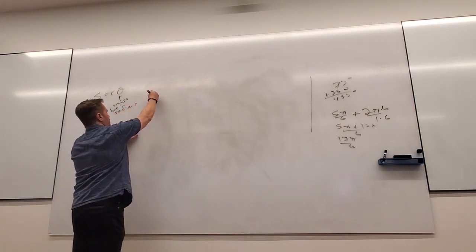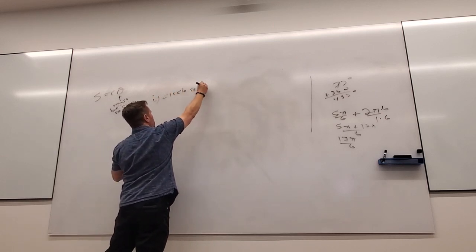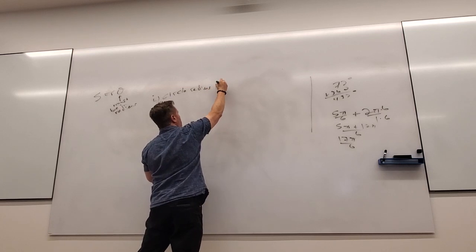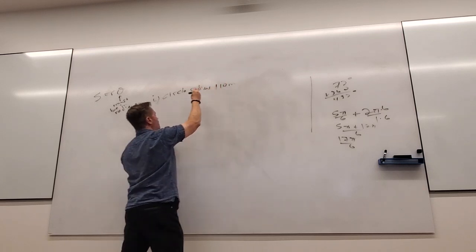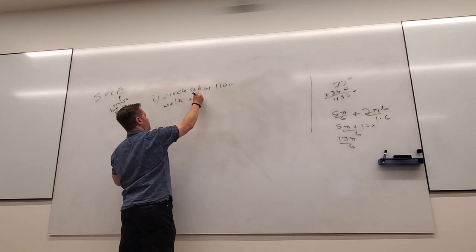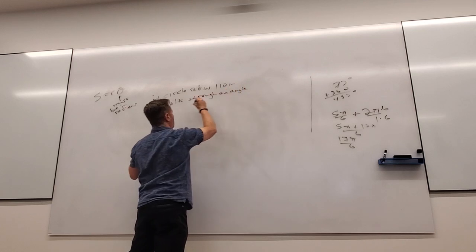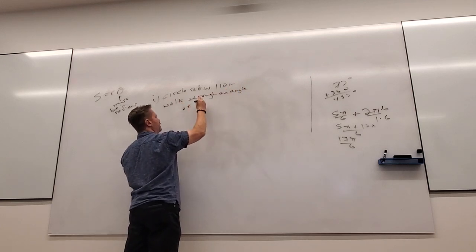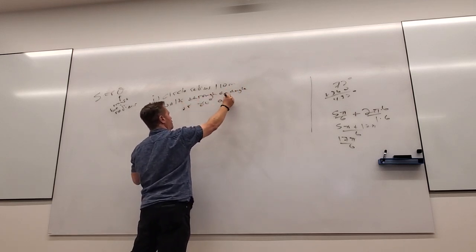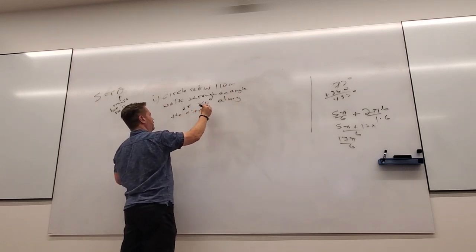So here's an example problem. Let's say I have a circle, radius 110 meters, and I walk through an angle of, what do you got, Jeff? 80 degrees along the outside of the circle. How far did I walk?